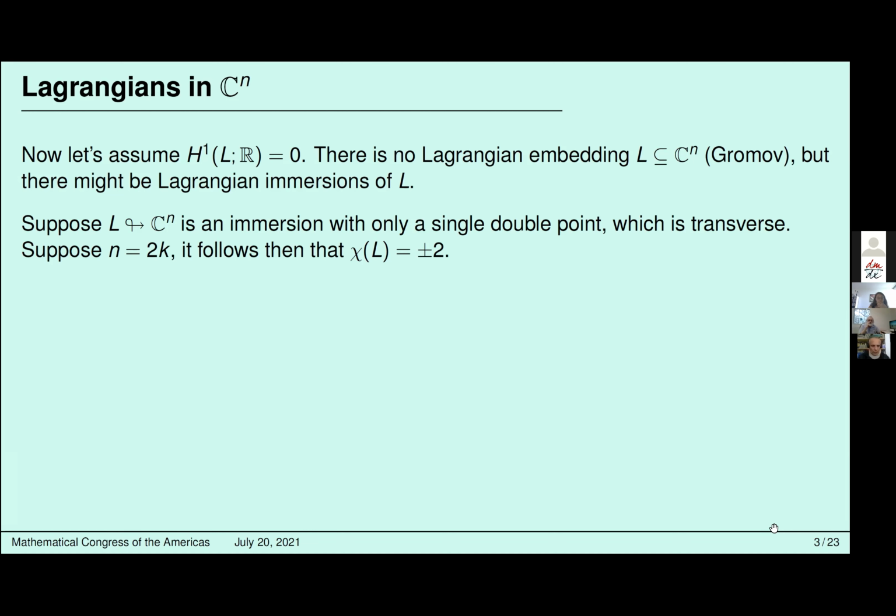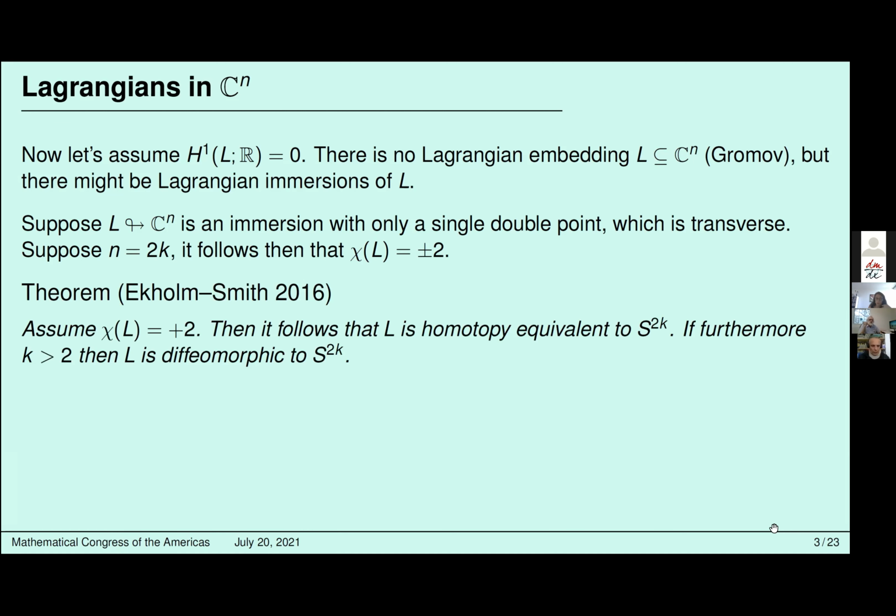So again, I want to contrast two results. There's a result due to Ekholm and Smith, which says that if this is a positive double point, then necessarily L is a homotopy sphere. And in fact, much more than this is true.